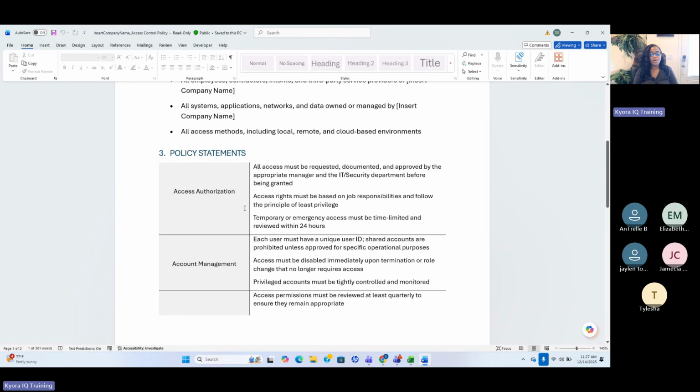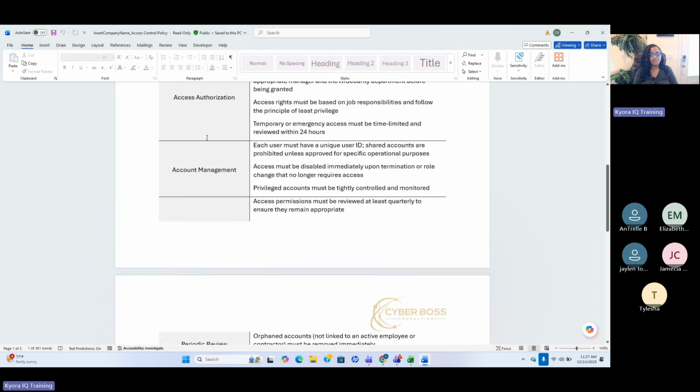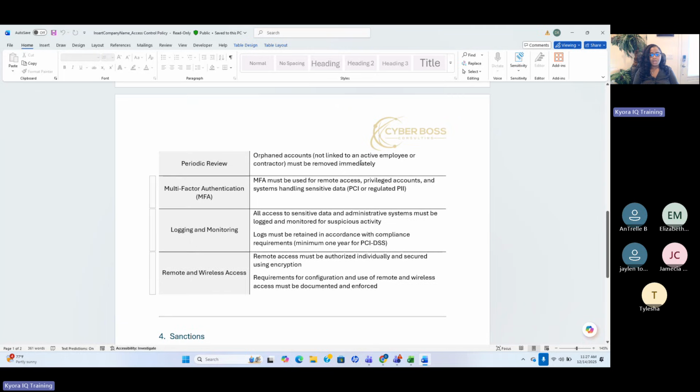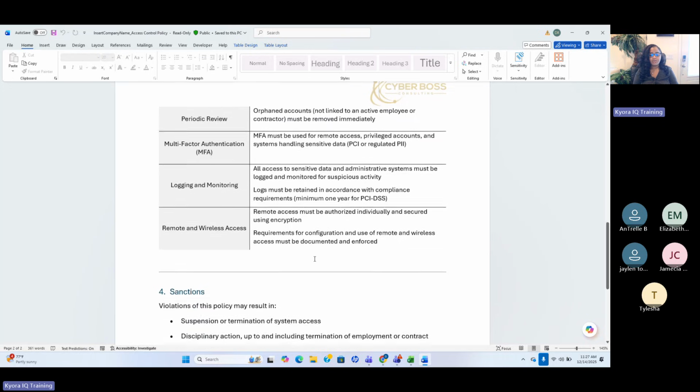So that's just an example of the policy statement. There's many policy statements in here. Here goes the account management one, your periodic review, multi-factor authentication, logging and monitoring, remote and wireless access, right?